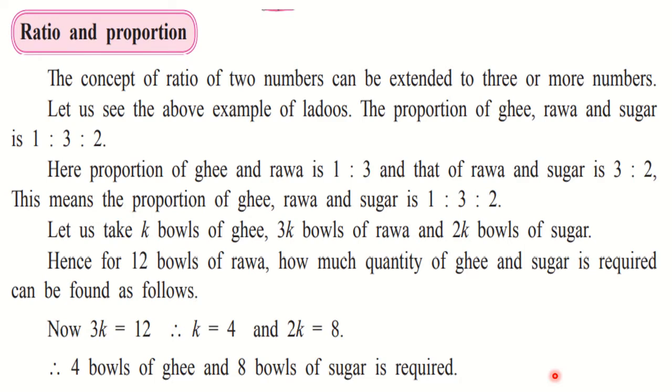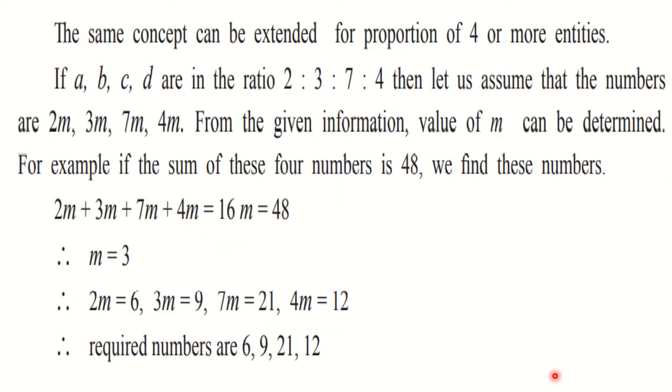Okay. Let us think about 4 numbers now. We are extending the same concept of proportion to 4 numbers, and we can continue further for more entities also, 5 numbers, 6 numbers. So let us think about the 4 numbers A, B, C, D, and their proportion is given, 2:3:7:4. Since this is a proportion, we have to think of some common multiple, and here the common multiple is taken as m. So the numbers will become 2m, 3m, 7m and 4m.